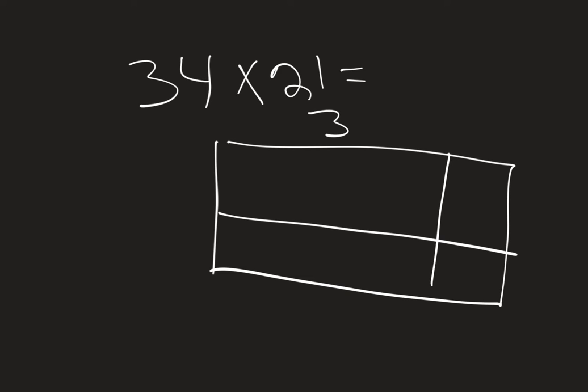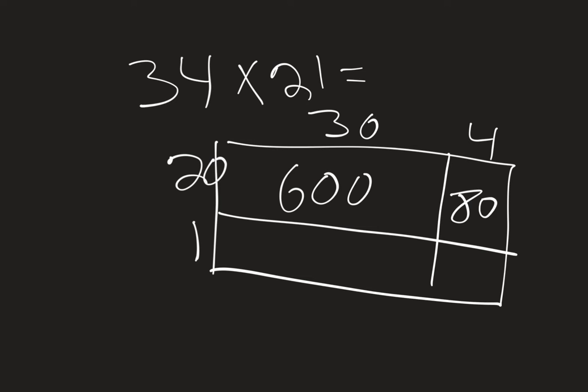And we'll have 30 and 4. So we'll break this down into tens, and we'll break that into ones. So 30 times 20 is 600. And then 20 times 4 is 80. 30 times 1 is 30. And 1 times 4 is 4. So we get those 4 partials.